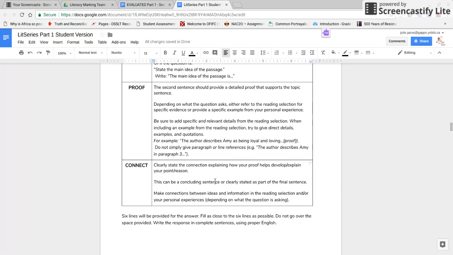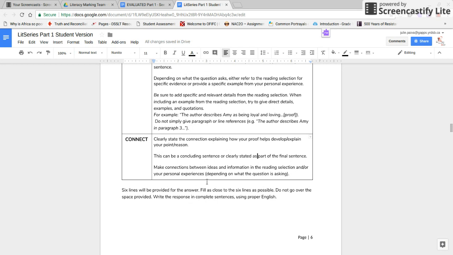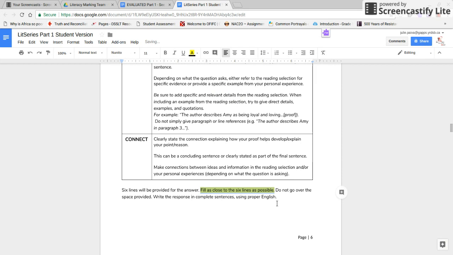So once you have all three of those things, you're done. That's all you have to do. It's like 3 sentences. The trick to these questions is this. You only get 6 lines provided for your answer, and you want to highlight this, circle this. This is very important information. You've got to fill in as close to those lines as possible.